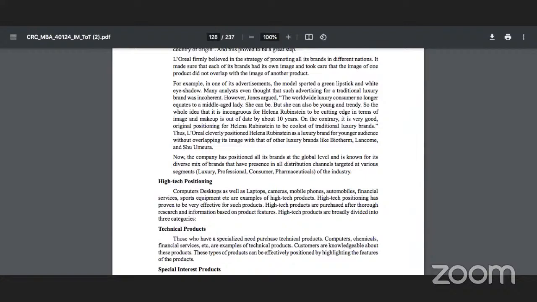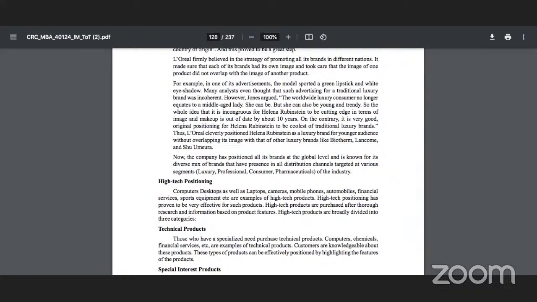They thought that this is a very good example of an advertisement which has gone wrong. It is very incoherent. Imagine a green lipstick and white eyeshadow. But Jones, who was studying this company, said the worldwide luxury consumer no longer equates to a middle-aged lady. She can be, but she can also be young and trendy. So the whole idea that it is incongruous for Helena Rubinstein to be cutting edge in terms of image and makeup is out of date by about 10 years.